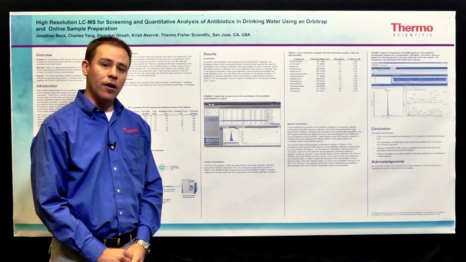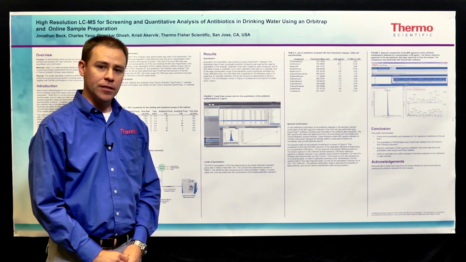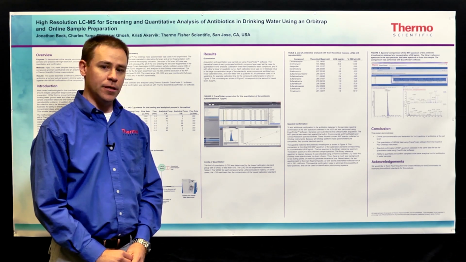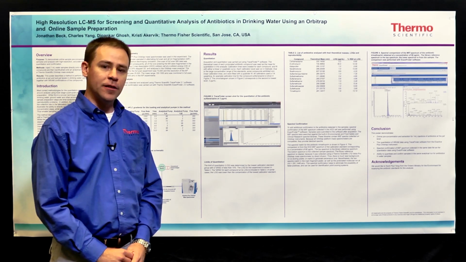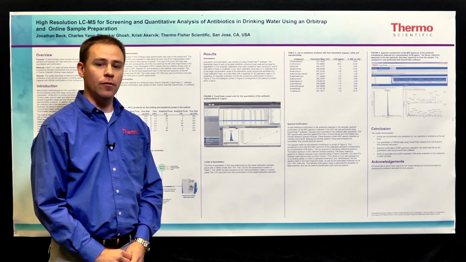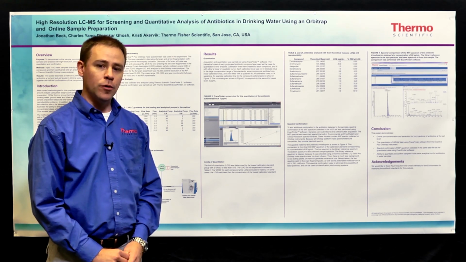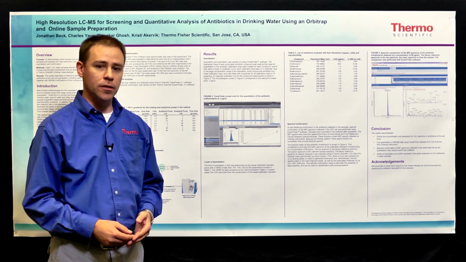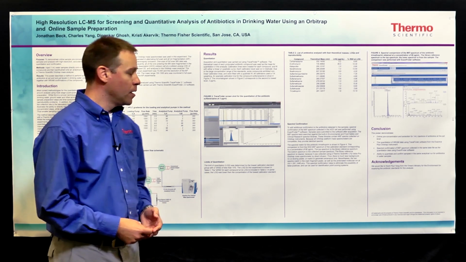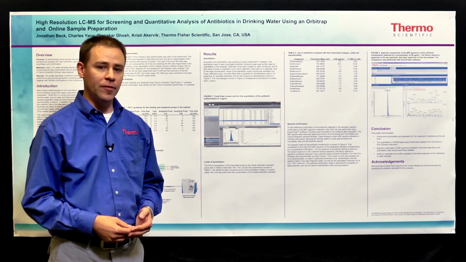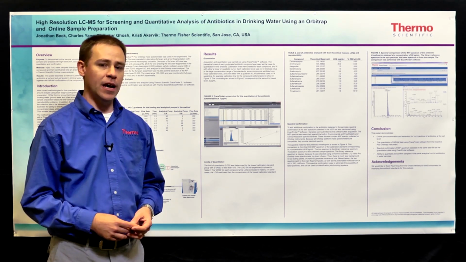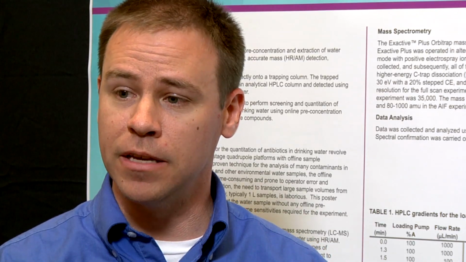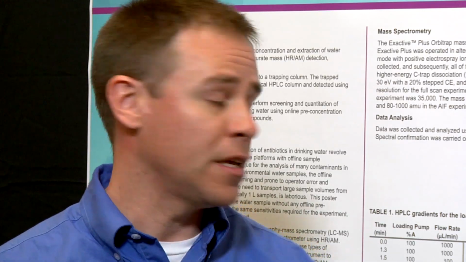What we did was spike our antibiotics at several different concentrations and quantitate the values that we would analyze using our online preconcentration scheme. Typically, these antibiotics are found at very low levels in the drinking water supply. And to analyze these on most mass spectrometers, we have to concentrate the levels up to a higher concentration so that we can see them on the mass spectrometer. Usually this is done using offline solid phase extraction. This process can be very time consuming and labor intensive. It's also prone to user error just from variances in operators or whoever is performing the analysis.